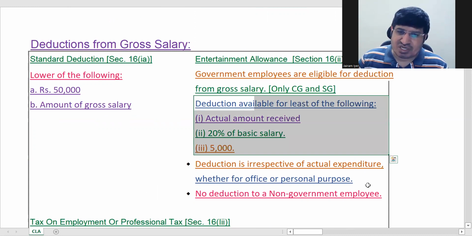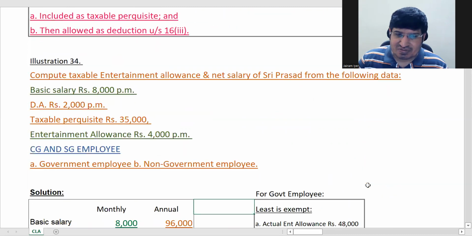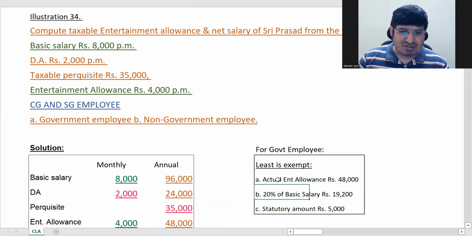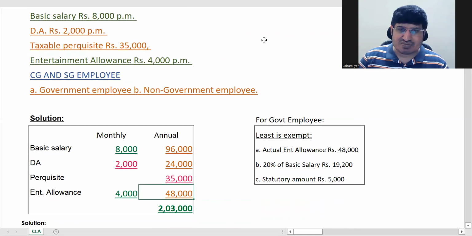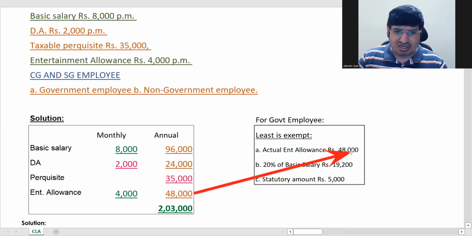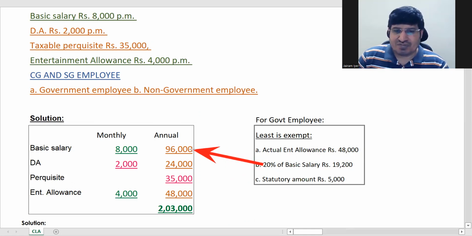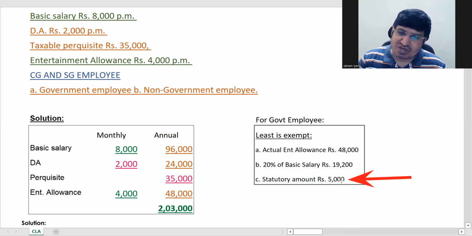Actual amount received, 20% of basic salary, 5,000. So let us see what is the actual amount received. Actual entertainment allowance we have seen here, annual amount is 48,000, correct? So just put this 48,000 here. And 20% of basic salary: 20% of 96,000. 10% is 9,600, into 2 will be 19,200. And 5,000 is the statutory amount. Least of the three will be exempt. What is the least of the three? It is 5,000. For a government employee, 5,000 will be exempt.